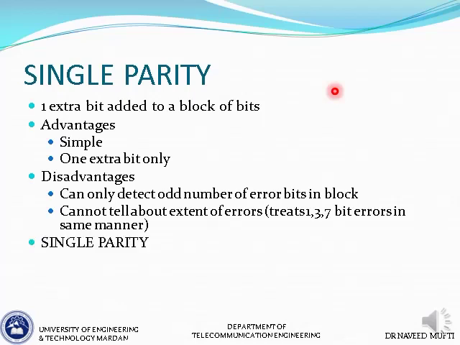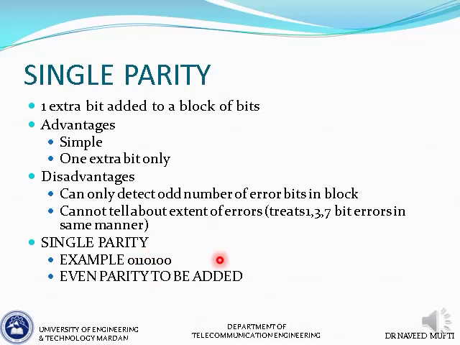So let us consider an example. Let us look at this. These are data bits, a block of data bits. How many bits do we have? 1, 2, 3, 4, 5, 6, 7. We have 7 data bits, and we are discussing the single parity error detection technique. We have to use even parity, so the extra parity bit has to be added based on even parity. What will be the resulting sequence?